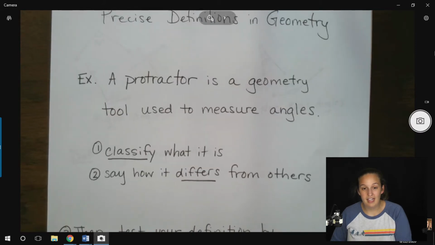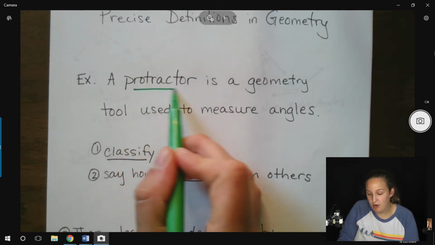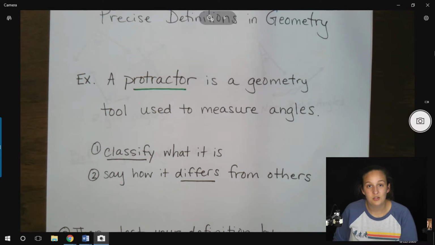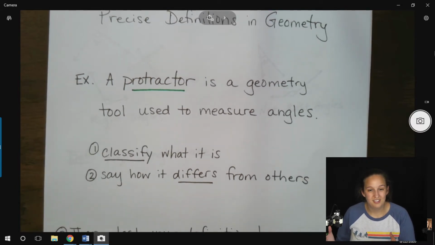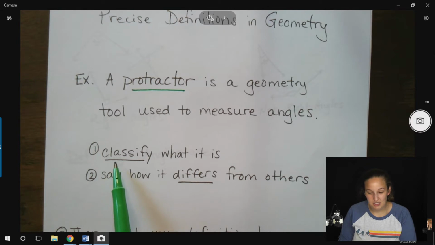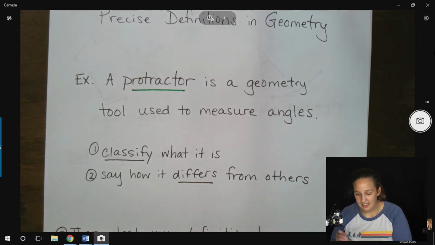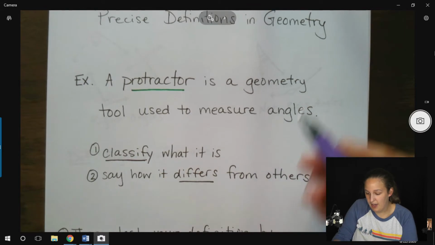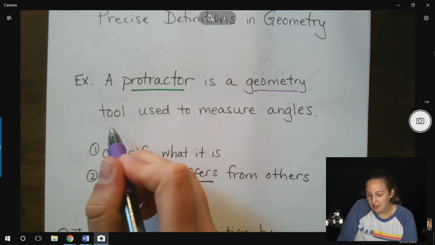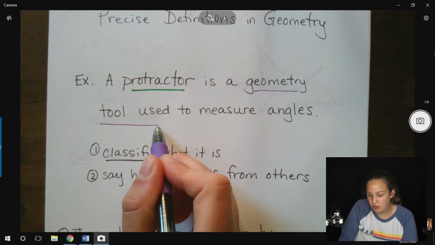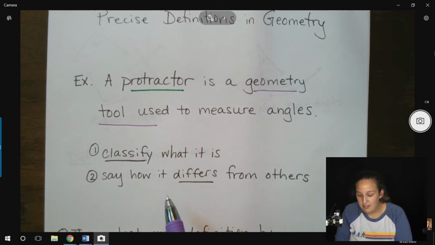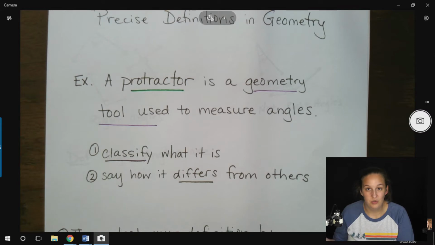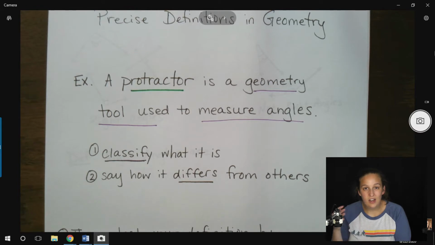All right, so in this example, if I'm going to define a protractor, which is a tool that you use to measure angles, the first thing you want to do is classify. Classifying a protractor means it is a geometric tool. How does it differ from all other geometric tools? There are rulers and different things. Well, it differs because it's used to measure angles. So that's how most definitions work.